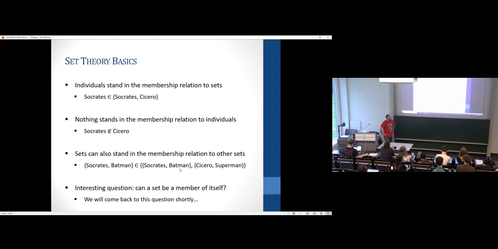First thing to note, individuals can stand in the membership relation to sets. So Socrates is a member of the set with Cicero and Socrates as members. Nothing ever stands in the membership relation to individuals because they're not collections, at least not as we're understanding them. But importantly, sets can also stand in the membership relation to other sets. So take this set with Socrates and Batman as members. This collection is a member of this big collection over here.